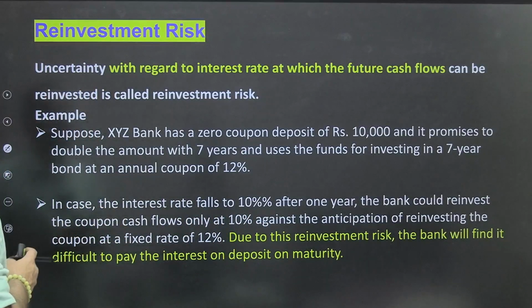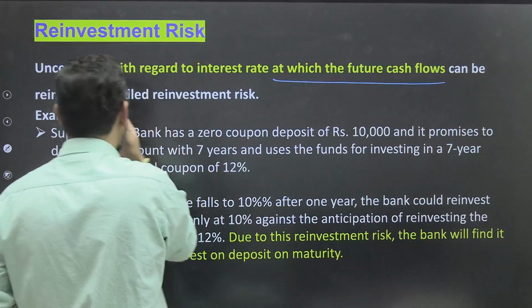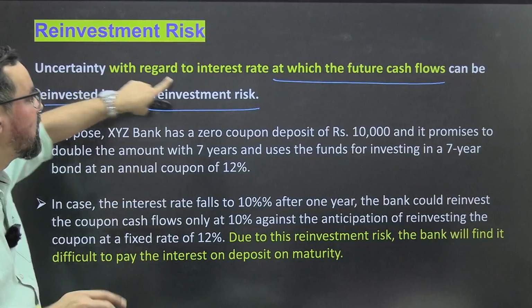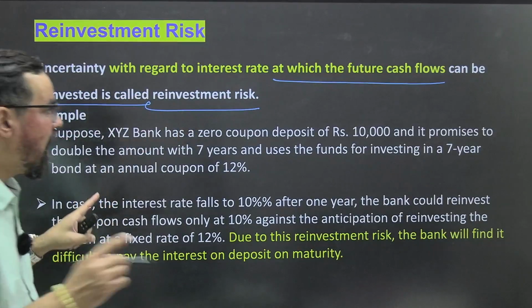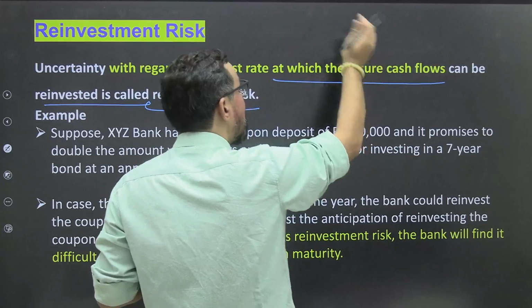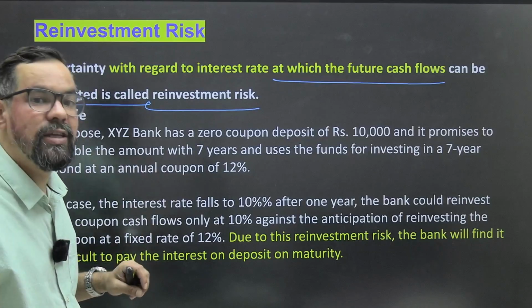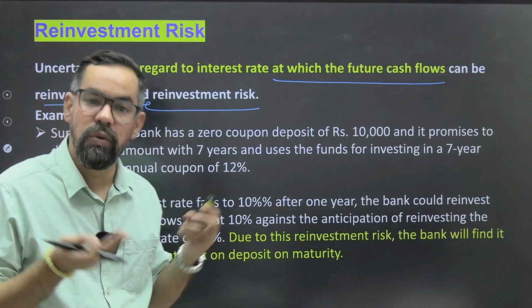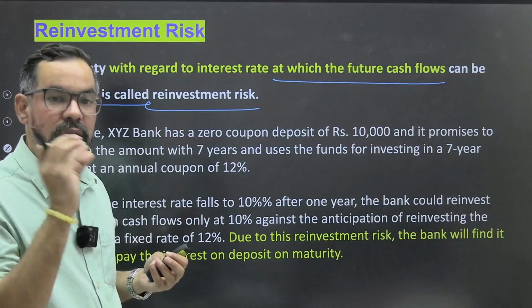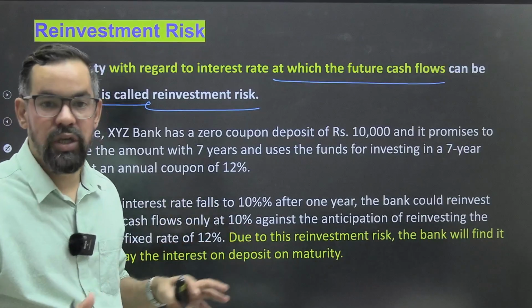Okay, so the uncertainty with regard to the interest rate at which future cash flows can be reinvested is called reinvestment risk. That asset was maturing at the end of 5 years, generating a 12% rate of interest for us. Now when we are reinvesting, market rates are, suppose, 10%, so you will get only 10%. That means there is a notional loss of 2%, where earlier the asset was giving you 12%.